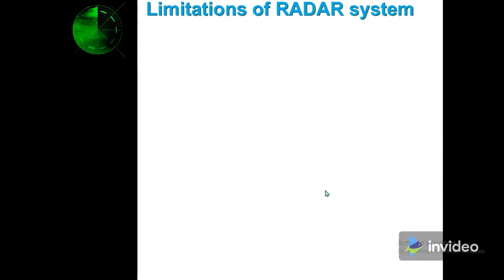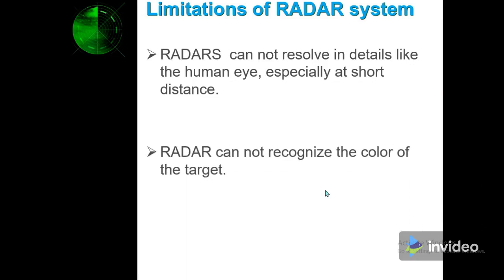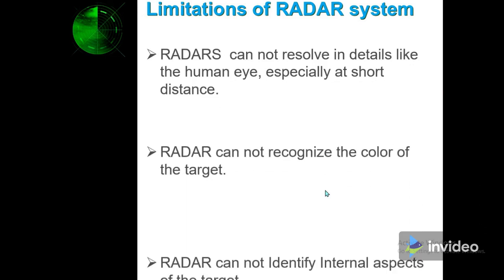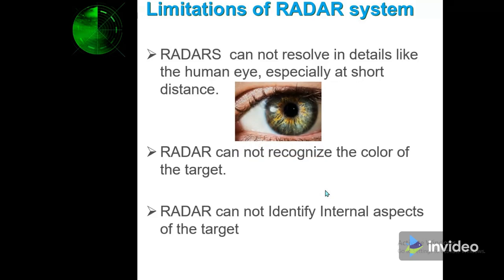Limitations of radar system. Radars cannot resolve in details like the human eye, especially at short distances. Radar cannot recognize the color of the target, and radar cannot identify the internal aspects of the target. Let us go into detail for that. Radar cannot resolve in details like the human eye, especially at short distances. How we are perceiving the objects, the radar cannot.